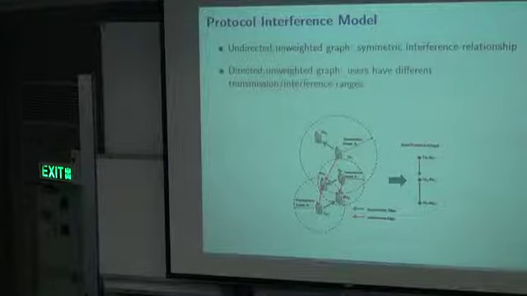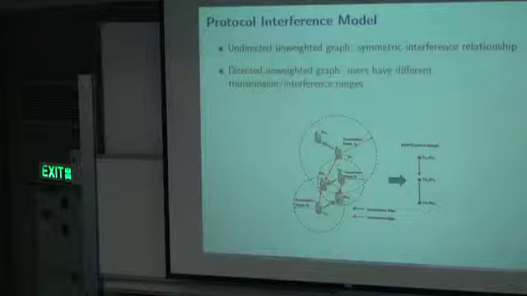Now, if you go a little bit further to look at a case where the users have different transmission ranges, for example, here we have 3 pairs of nodes representing 3 users. The first pair of nodes has a larger transmission range, and the second pair of nodes has a smaller transmission range. So the first node can generate interference to the second node, but not the other way around.